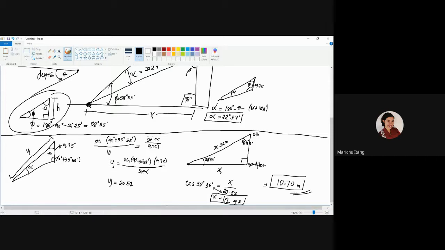Okay, thank you. How about group 2? Are you now done? Group 2, Encarnado, you have the answer for problem number 2. Ma'am, 58.33 meters. Can you show your solution, please? Wait a moment, ma'am.